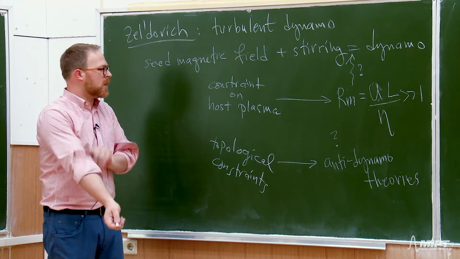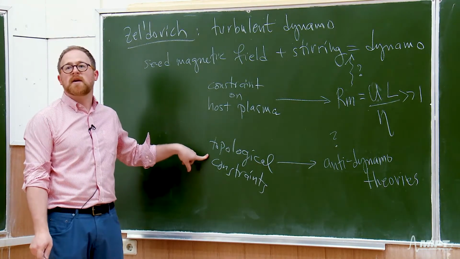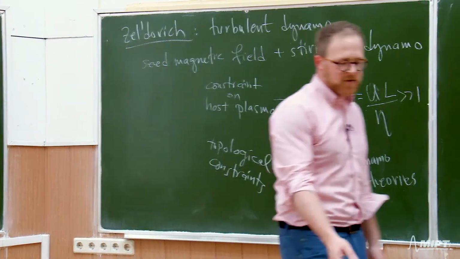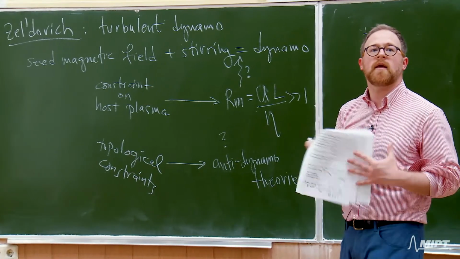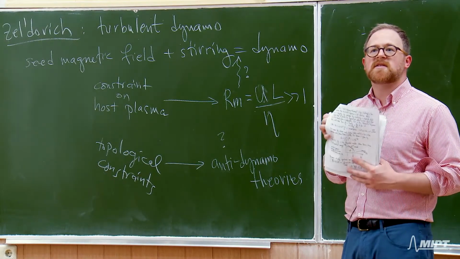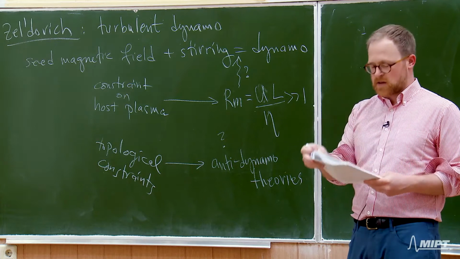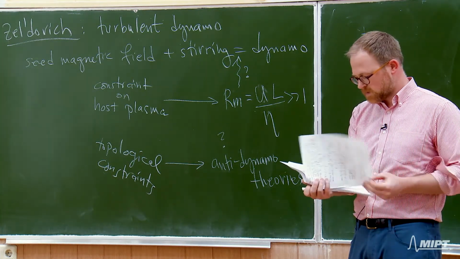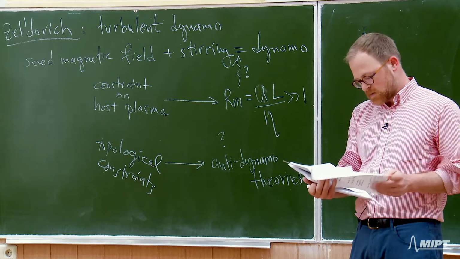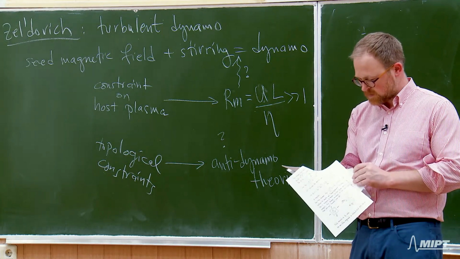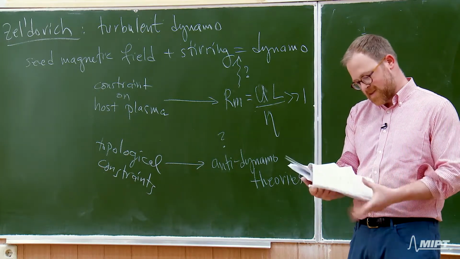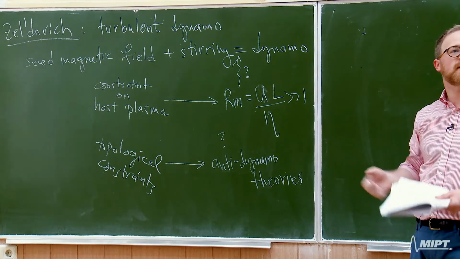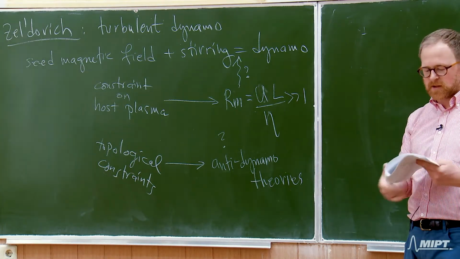So I wanted to sketch something really quick here about the second part, which is due to Zeldovich. It's called the Zeldovich anti-dynamo theorem. And then I want to sketch a calculation that he did in '86 to show how a dynamo might work in this kind of environment.